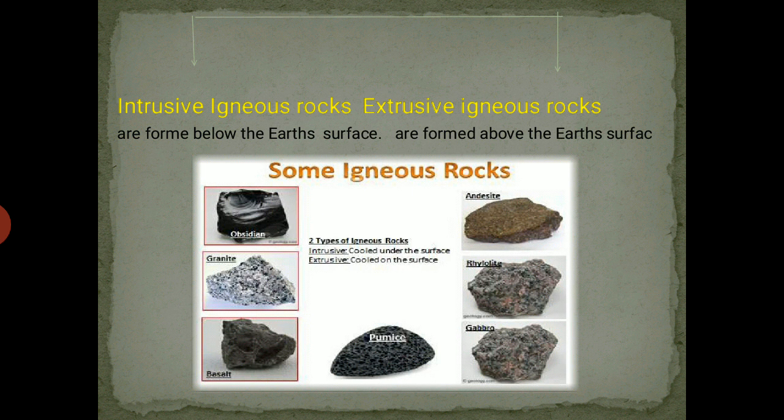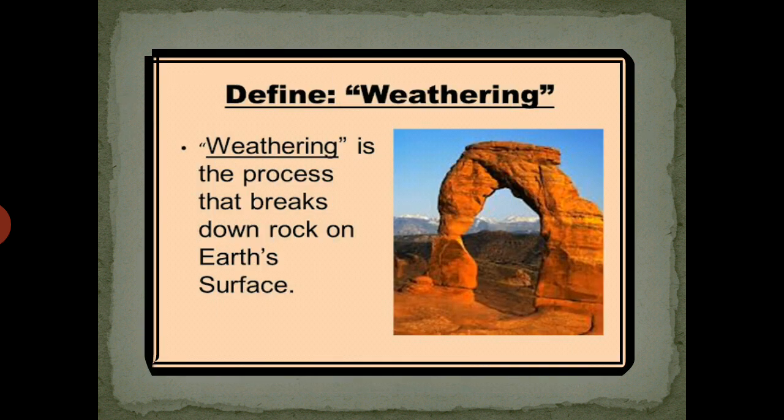Now, children, second type of rock is sedimentary rock. Before learning in detail about the sedimentary rocks, let me make you clear the concept of weathering. It is because of the process of weathering that facilitates the material for the formation of sedimentary rocks. This is why we need to first learn the process of weathering. What is weathering? Weathering is the process that breaks down rock on Earth's surface.